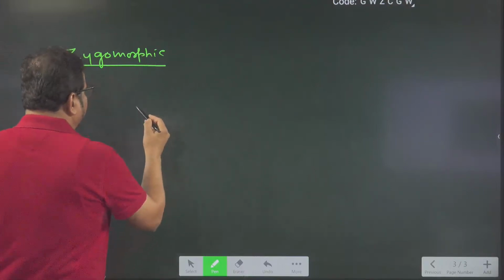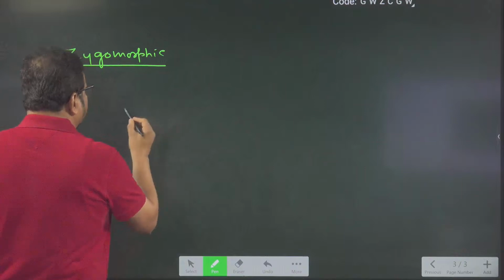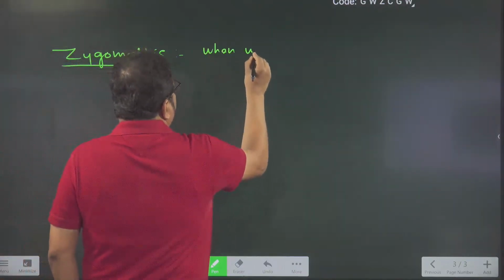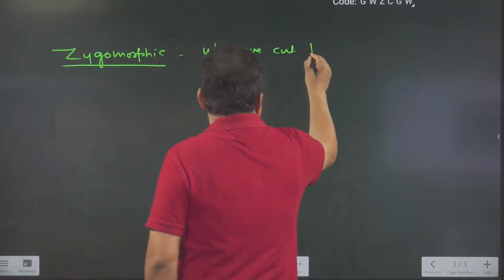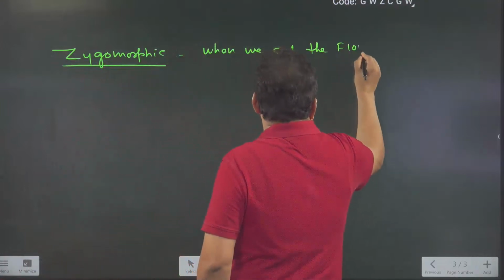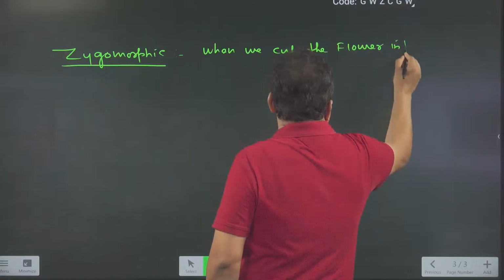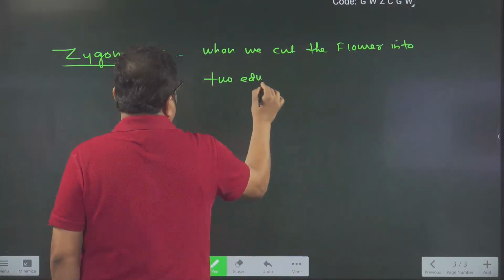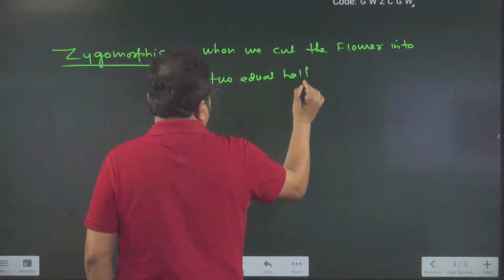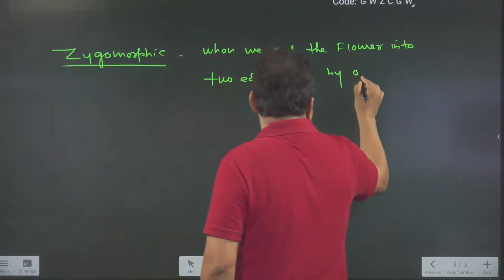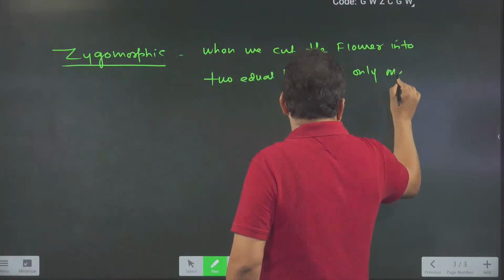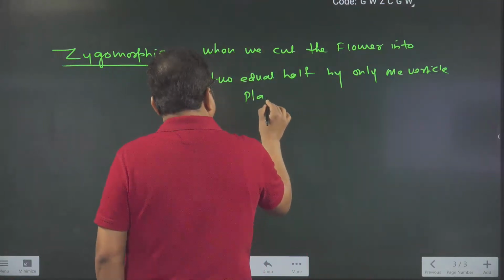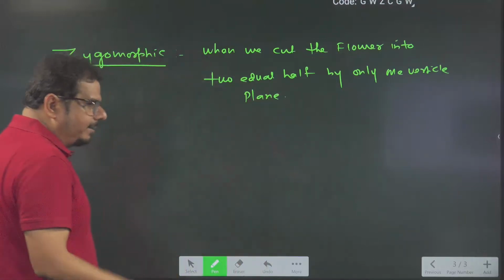Bilateral symmetry I already wrote earlier. So I'm drawing a zygomorph. First I'm writing the definition. When we cut the flower into two equal halves by only one vertical plane, it is called zygomorphic. I will come to the example also.